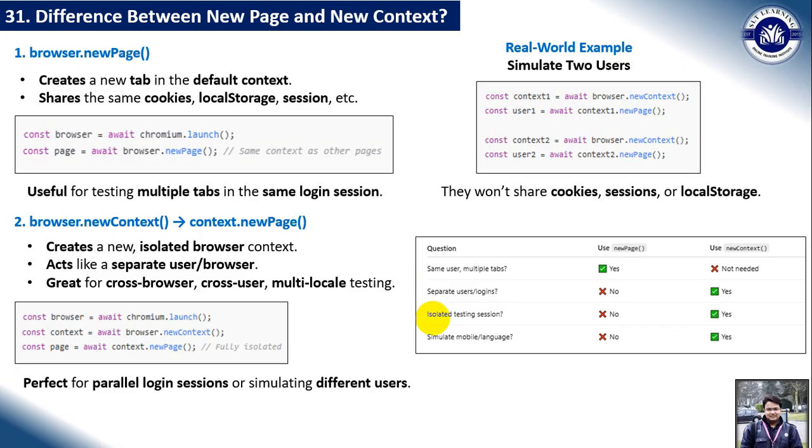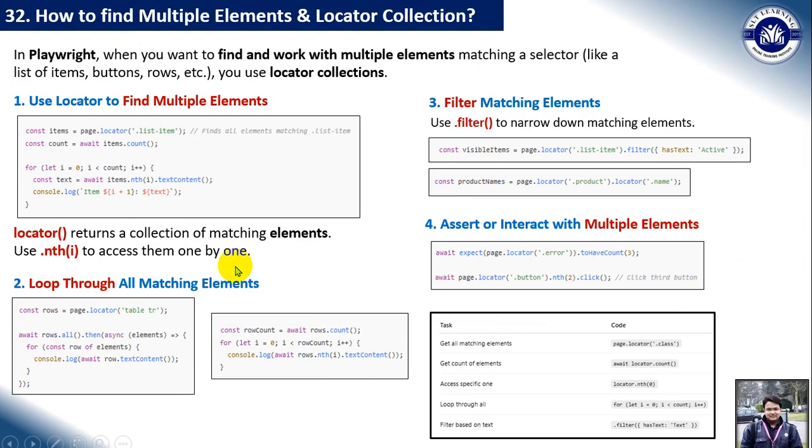And we are sharing the context between the two users, meaning a new page but for the same context. Okay, so the next question will be how you find multiple elements, like the locator collections.